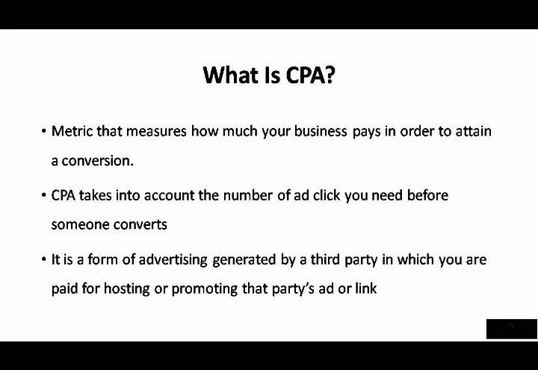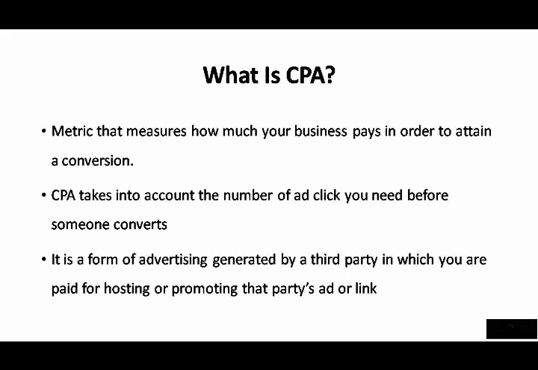First of all, what is CPA? Well, CPA is a metric that measures how much your business pays in order to attain a conversion. Generally, your CPA will be higher than your cost per click because not everyone who clicks on your ad will go on to complete your desired action, whether it's making a purchase or filling out a form to become a lead. CPA takes into account the number of ad clicks that you need before someone converts.